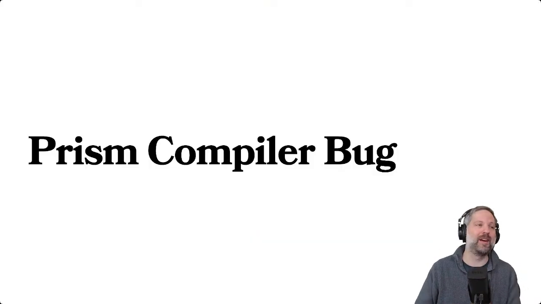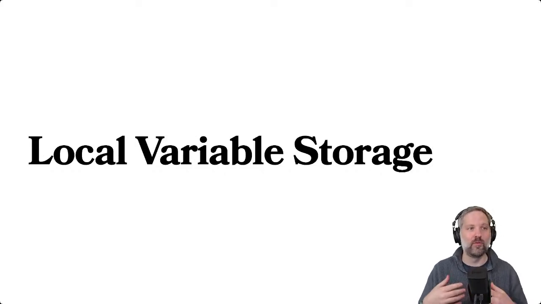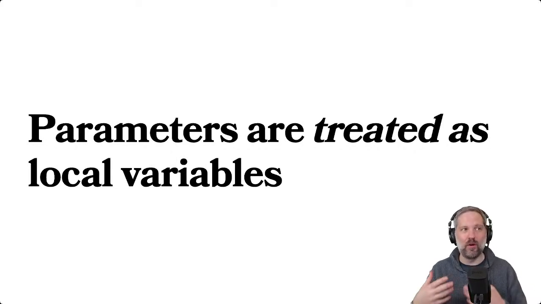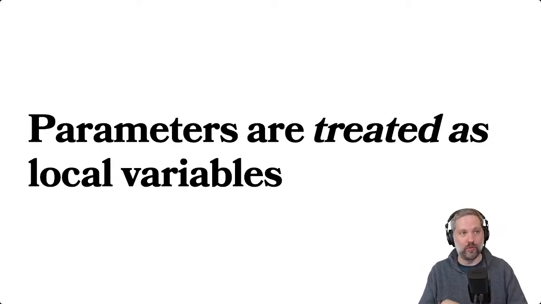This month, we're going to look at a Prism compiler bug and try to fix it. But before we do that, we're going to take a look at Ruby's calling convention, so we're going to learn about that. We're also going to learn about local variable storage. Since we're talking about the calling convention, we should also look at local variable storage, because parameters to methods in Ruby are also treated as locals. So if we want to understand how parameters work, it's a convenient time to learn about how local variables work.